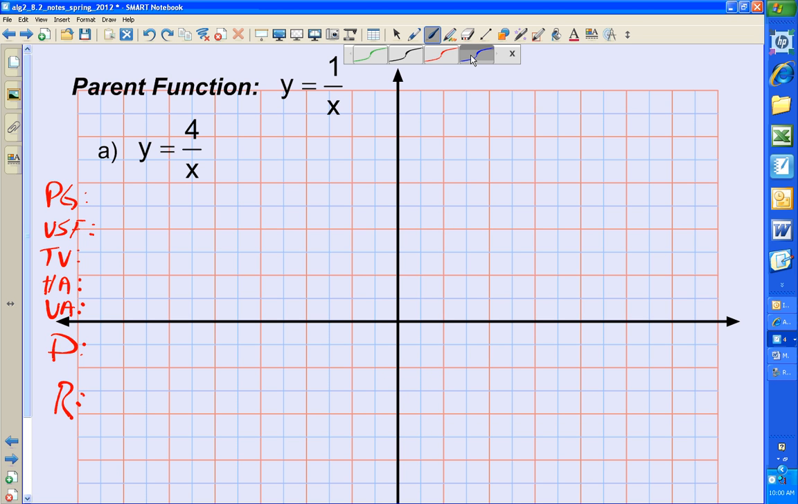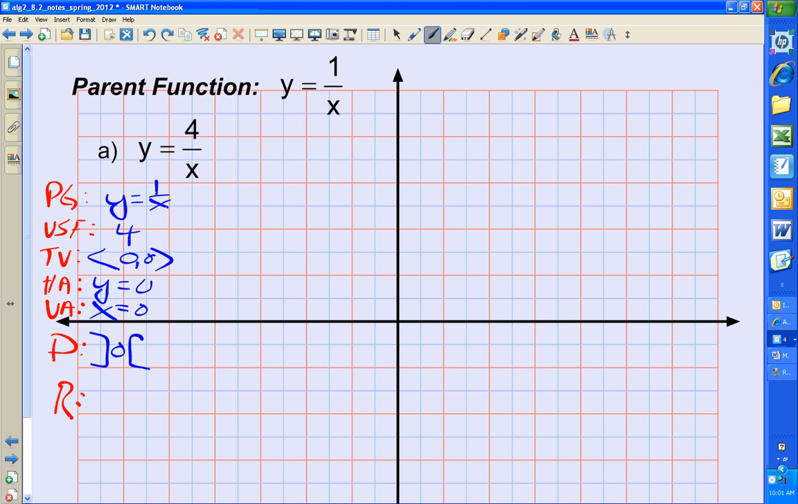Nothing's really changing. Your parent graph is y equals 1 over x. What's the vertical stretch factor? 4. We multiplied 1 over x by 4, we got 4 over x. There's no plussing and minusing at all, so the translation vector is 0. The horizontal asymptote is y equals 0, whatever the y coordinate in your translation vector is. The vertical asymptote is x equals 0, whatever the x coordinate in your translation vector is. And your domain shuns the 0 from the vertical asymptote, and your range also shuns 0 from the horizontal asymptote.